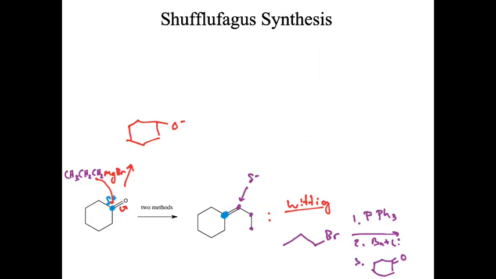O minus. 1, 2, 3. What needs to happen? Get rid of the oxygen. I have to lose the oxygen. What else? Form a double bond, form a pi bond. How do I form a pi bond? What kind of reaction would that be? An elimination. To do an elimination, what do I need?